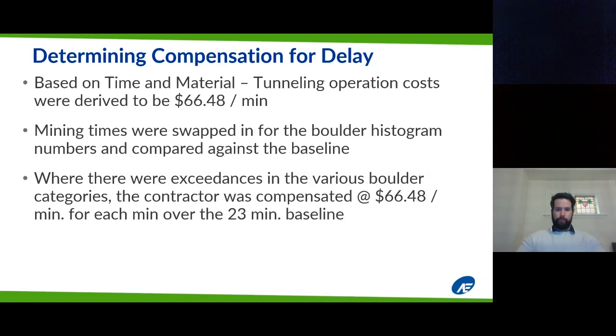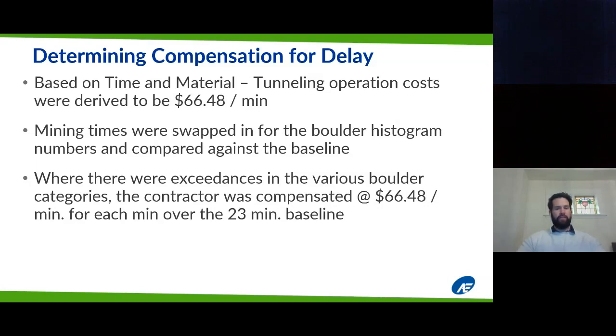So now that we'd established a mechanism for measuring downtime rather than boulder quantity, how did we compensate the contractor accordingly? So based on time and material, the tunnel and operation costs were derived, and it came up to $68.48 per minute. And this was all derived from time and material sheets that were submitted. There are Ontario labour rates and industry standards for equipment, so it was relatively easy to determine this number. Mining times are swapped in for the boulder histogram numbers, and we compared these against the baseline.